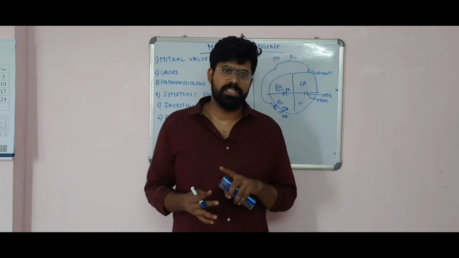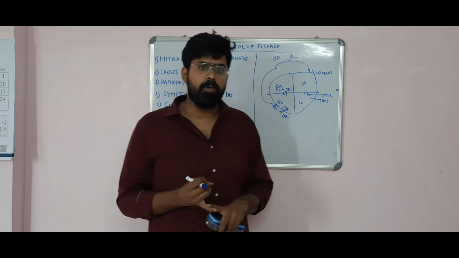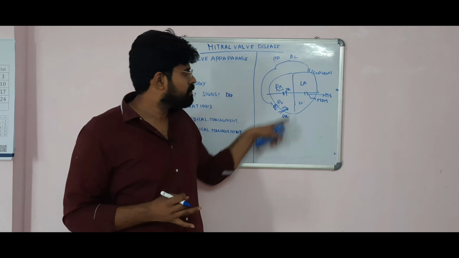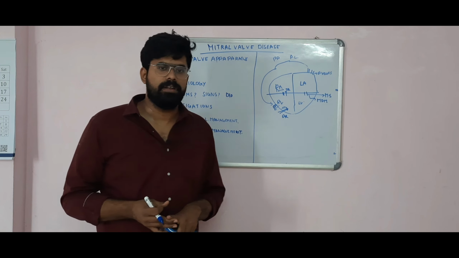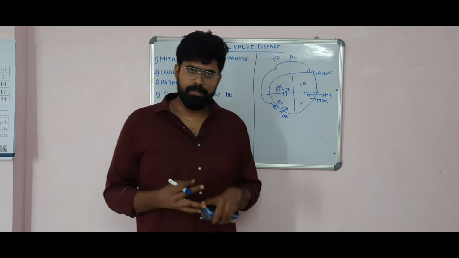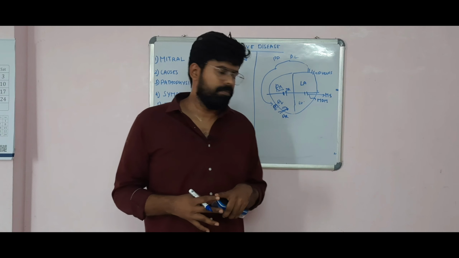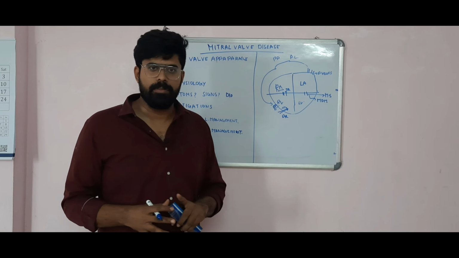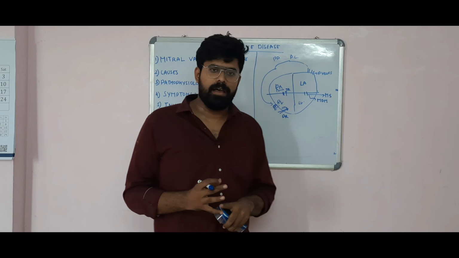Then the JVP: because of the increase in right atrial pressure, there can be a prominent A wave. Because of the tricuspid regurgitation, there can be a prominent V wave. Then there can be evidence of RV enlargement in the form of epigastric pulsation, precordial bulge, and parasternal heave. Then they can have ejection systolic murmurs. Coming to murmurs, they can have a mid diastolic murmur at the apical region.